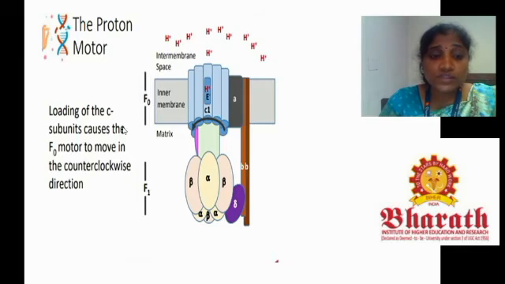The loading of the C subunit causes the F0 motor to move, and this arrow mark represents the direction of movement. Once the H+ ions are loaded, they will be moved across the membrane by the C subunit, and as they are loaded, the C subunit will be rotating in the clockwise direction. As they move in the clockwise direction, it will move the axial subunit also.